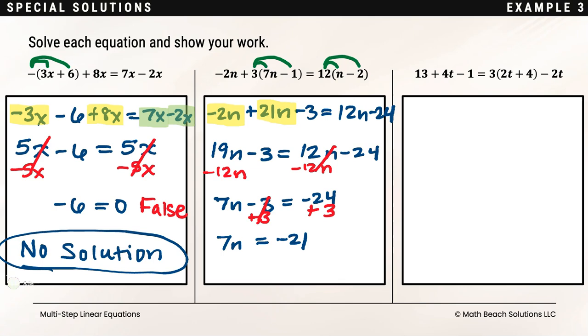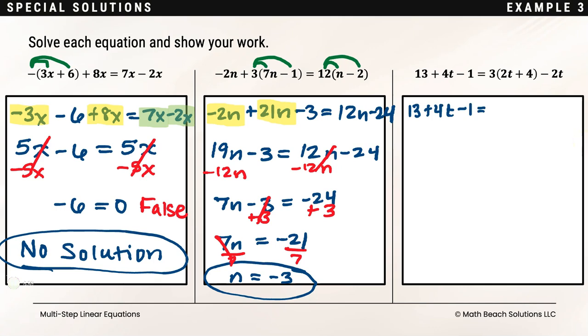Finally, to isolate n, we will divide by 7 on both sides, and the solution to this equation is n equals negative 3. Now this means that negative 3 is the only value that when plugged in for n will make this equation true. Let's take a look at the final equation.